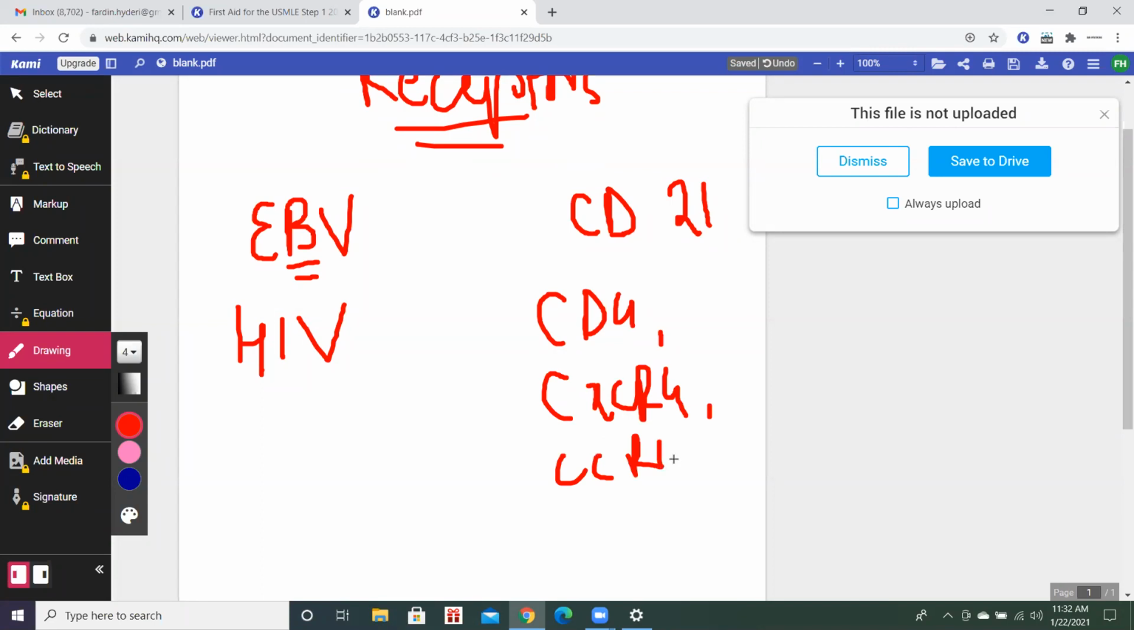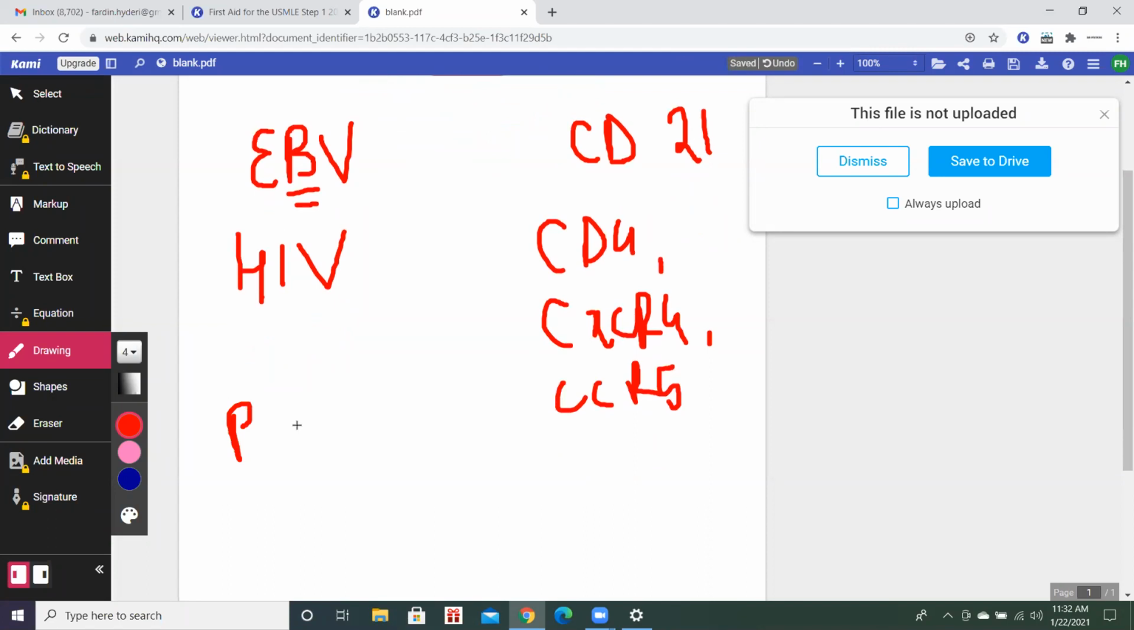Okay, next one is parvovirus. Which cells does parvovirus B19 affect: RBC, WBC, or platelet? Fast answers, please. RBC. On the RBC, we have an antigen. So P for parvovirus, P for P antigen. Okay, P antigen on RBC. Are we clear?